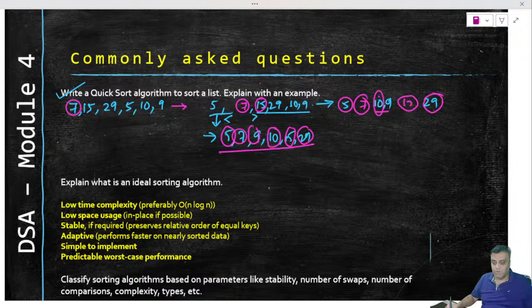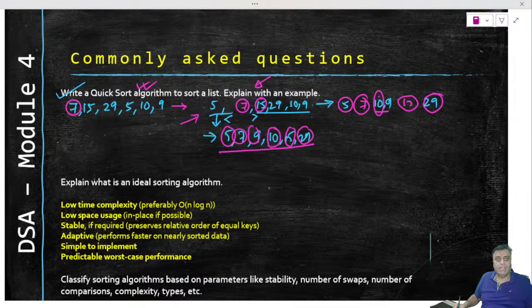Don't spend time on this example. Don't spend time to solve this example, because you are only supposed to write this algorithm, and you will explain it with an example by saying that in these iterations, every iteration will make sure that the pivot is in the correct position.